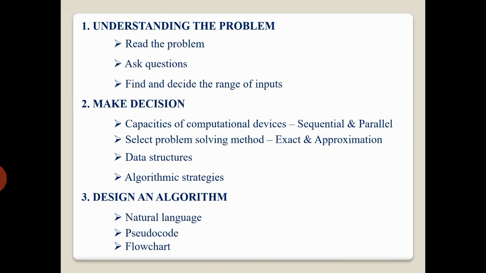The first process is understanding the problem. Read the problem carefully and ask yourselves some questions to clarify the doubts. Then find out what are the necessary inputs to be given and specify the range of the inputs because the algorithm should work correctly for all the valid inputs. The second step is about the decision making procedure.